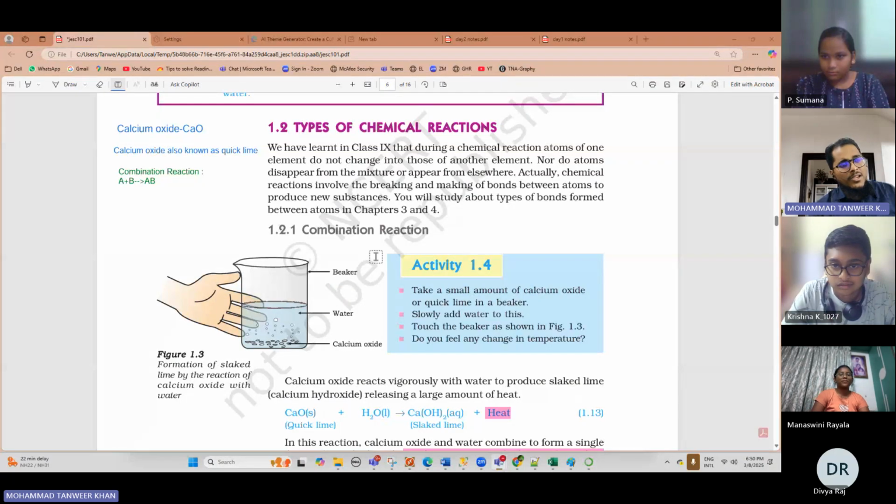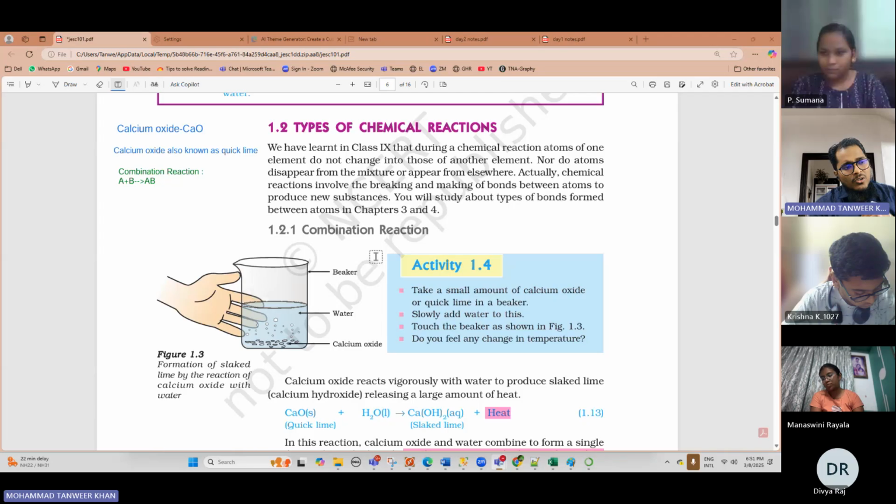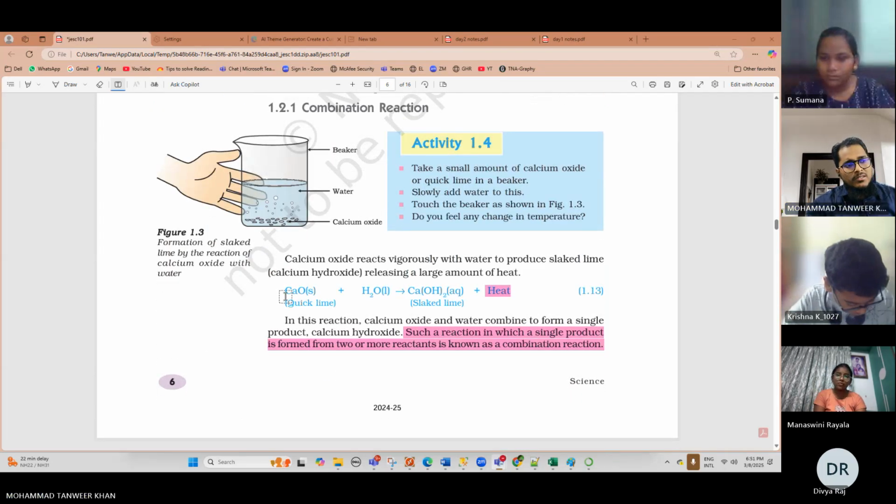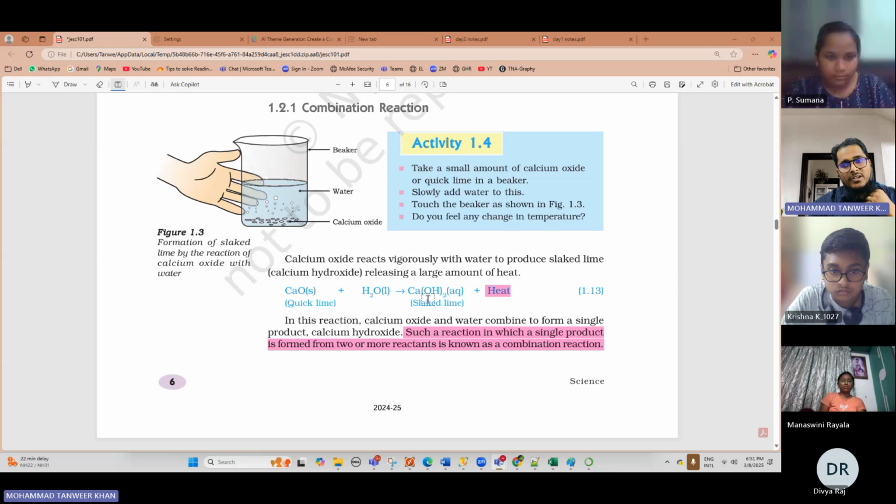Okay. So, hi all, good evening. Yesterday, we were discussing the types of chemical reactions, and we have seen an example of combination reaction, right? So, we have seen this example. CaO is calcium oxide. When it is mixed with water, we are getting calcium hydroxide, Ca(OH)2. This is known as slaked lime, and some heat is getting produced here, right?